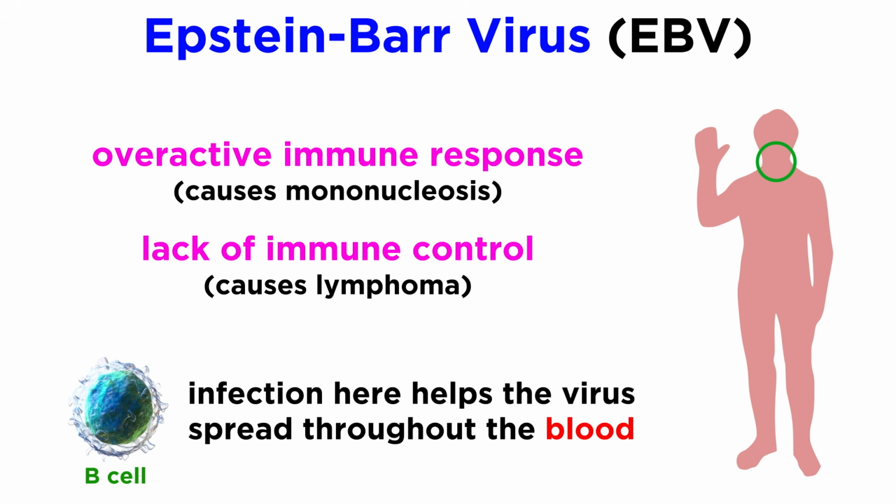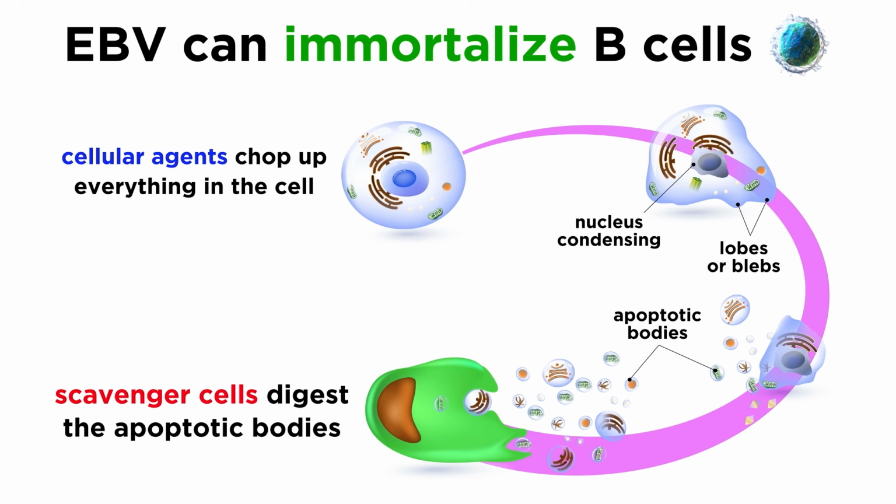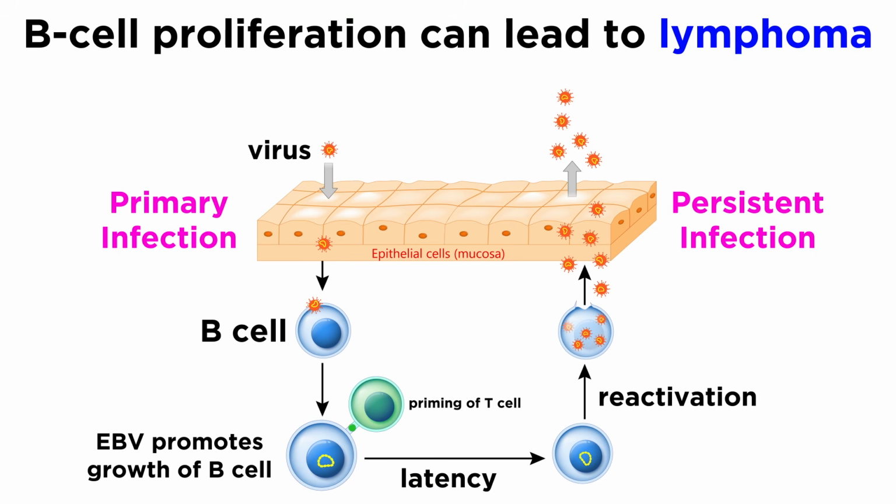Infection of B cells and epithelial cells also helps the virus spread through the blood to other B cells and lymphatic tissue. One of the ways that the virus creates security for itself is by preventing apoptosis, or programmed cell death. Because of this, EBV can immortalize B cells. If an individual experiences the right combination of circumstances, like continued B cell proliferation along with several other cofactors, infection could eventually lead to lymphoma.